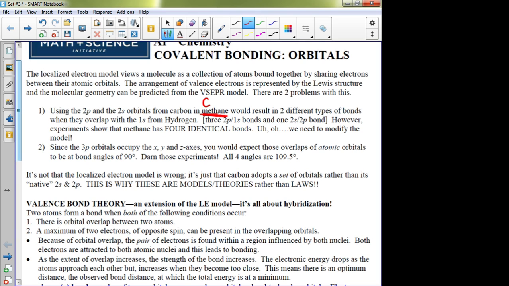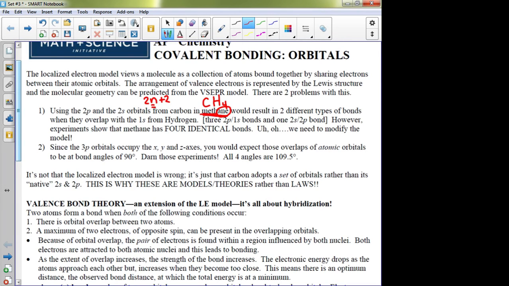Meth, eth, prop, but. And then this ane at the end means that all of the bonds in this molecule are single bonds. Okay, so to get the number of hydrogens, we do the number of carbons times 2 plus 2, where N is equal to the number of carbons. So how many carbons do I have there? 1. So 2 times 1 is 2, plus 2 is 4. So how many hydrogens do I have in methane? 4. Okay? Just a little organic reminder for you.